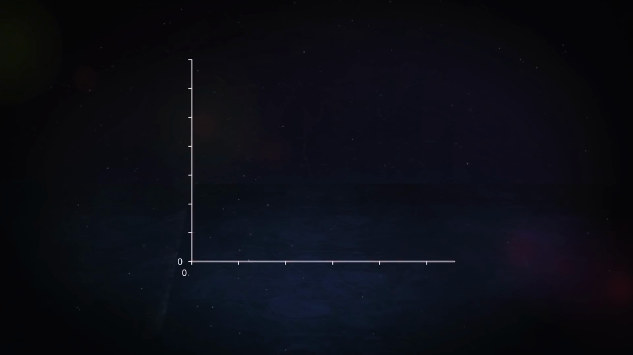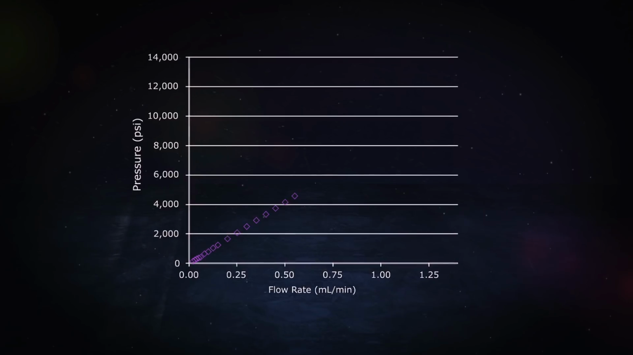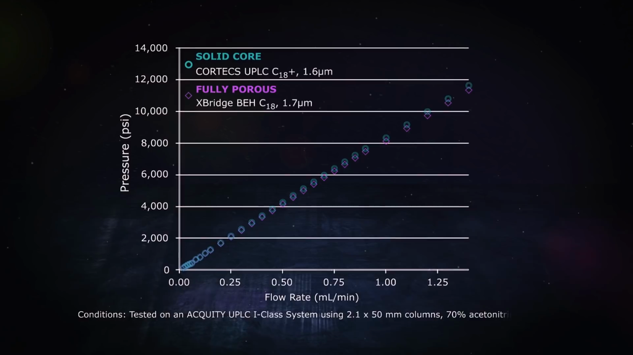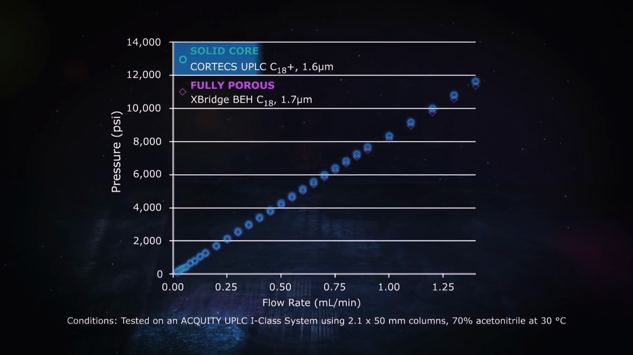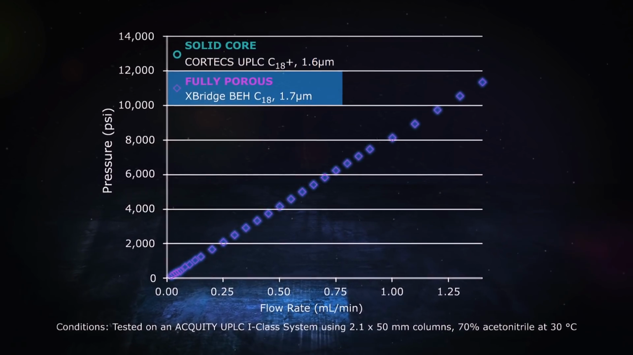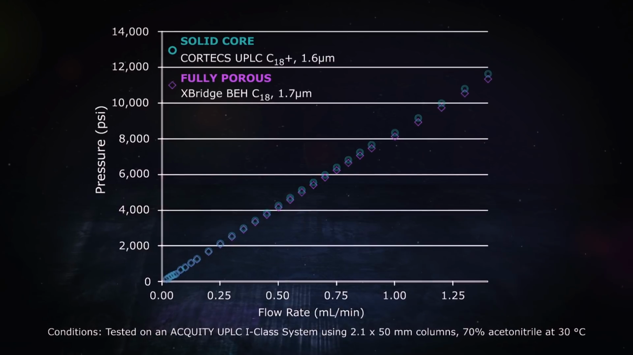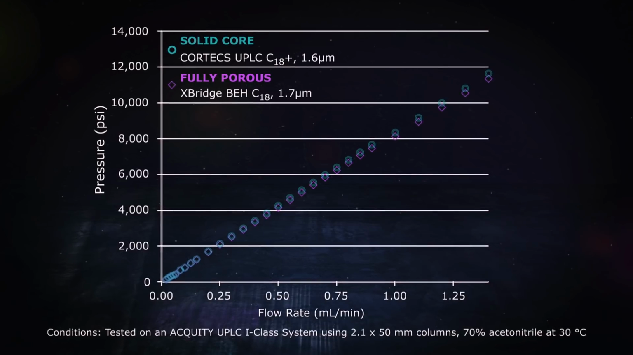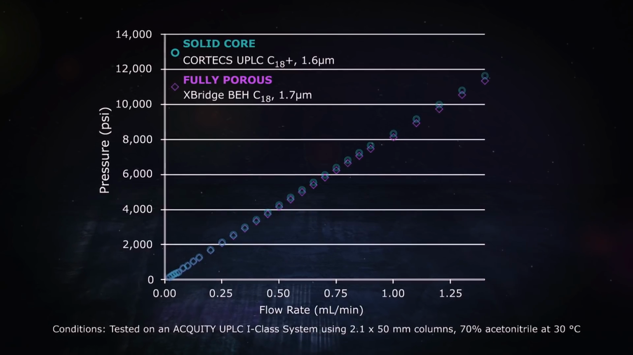All right, JT, we have some data. We ran the two different columns at different flow rates, and we tracked the back pressure, comparing the 1.6 micron solid core column and the 1.7 fully porous column. And what we see is that the pressure of the 1.7 and the 1.6 micron column are actually equivalent, which means that the solid core column has lower pressure.